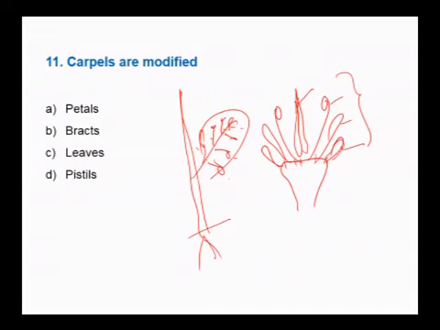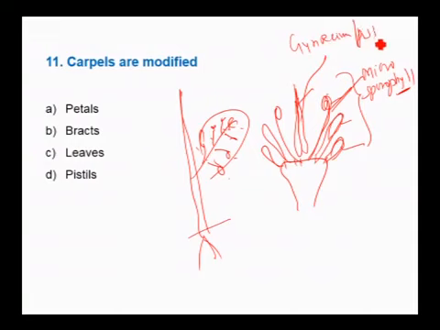Sepals are the modified leaves for protection again. Petals are the modified leaves to attract pollinators. Stamens are the modified leaves for the production of microspores. Therefore, stamen is also called microsporophyll. Phyll means leaf. Microspore producing leaf. Whereas gynoecium, or we can call it the pistil. Pistil is made up of gynoecium, or pistil is made up of one or many carpels. So, carpels are the units of gynoecium.